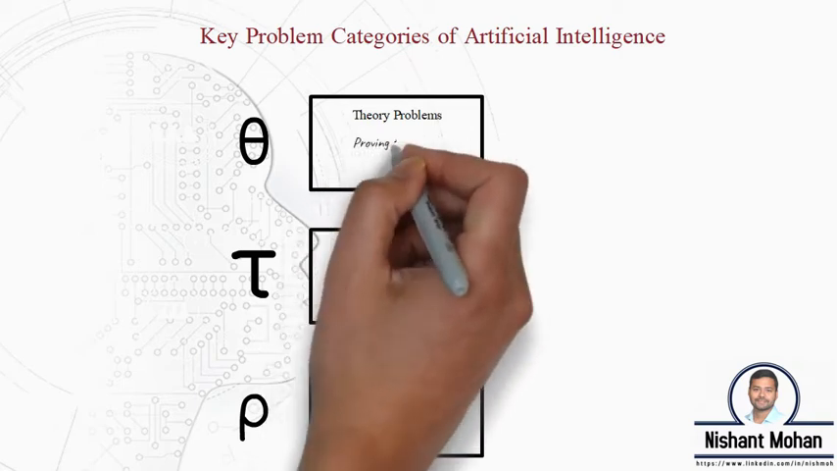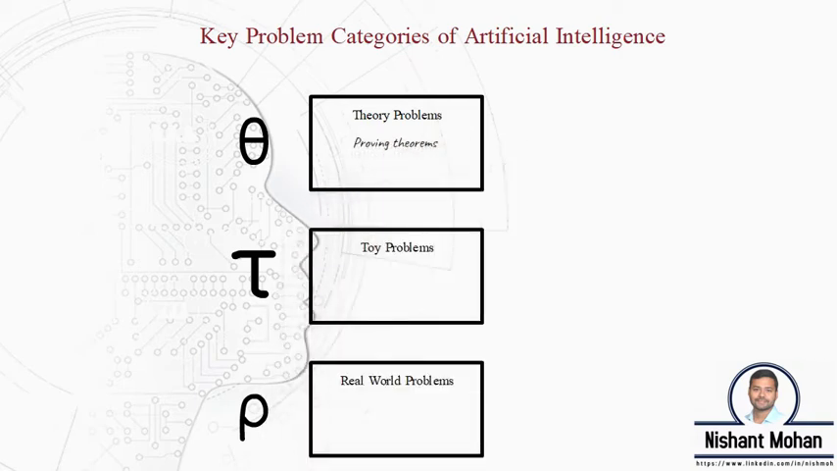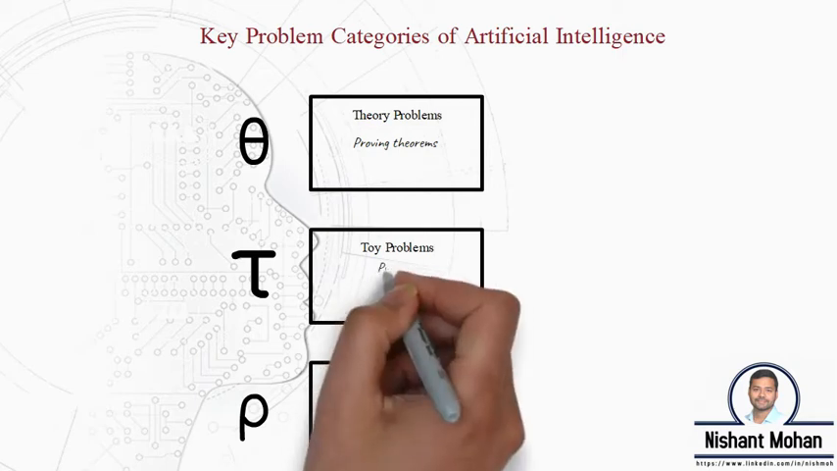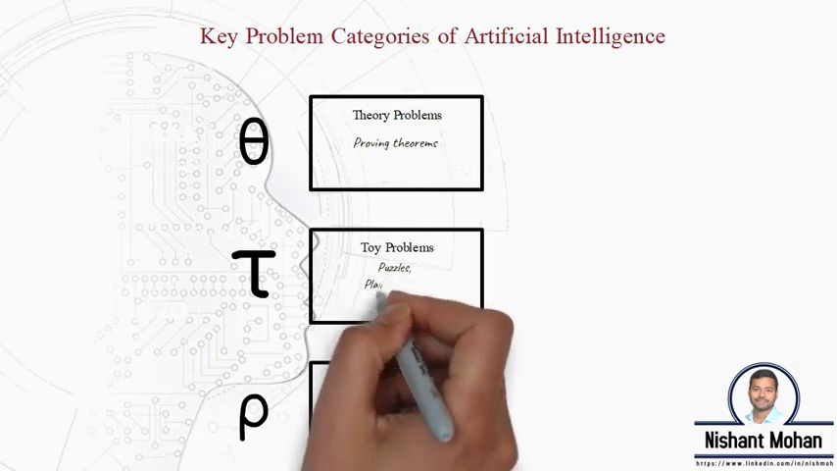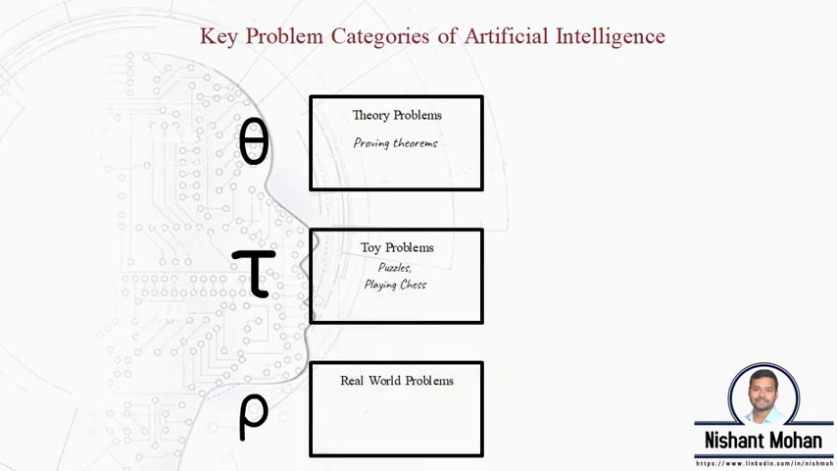Examples of theory problems can include proving mathematical theorems using AI. Toy problems often include programming computers to solve puzzles or play games like chess. Although called toy problems, these can be extremely challenging for computers in some instances. Finally, the real-world problems are those that are of most practical and commercial interest. They extend from detecting cancerous tissues, to monitoring frauds in credit cards, to translating one language into another.